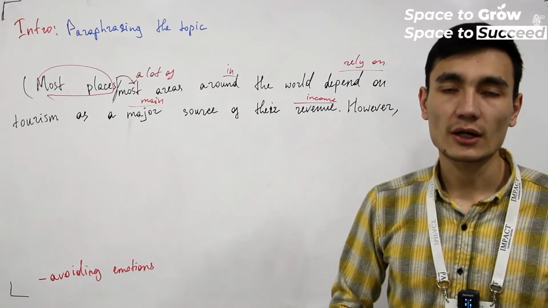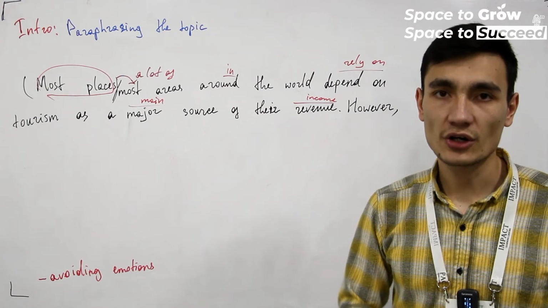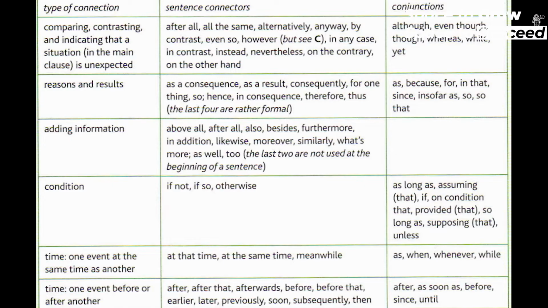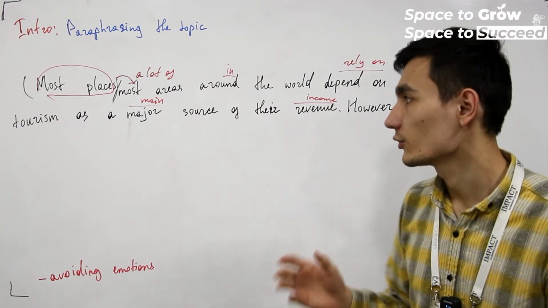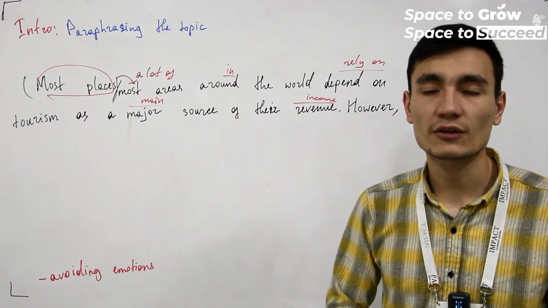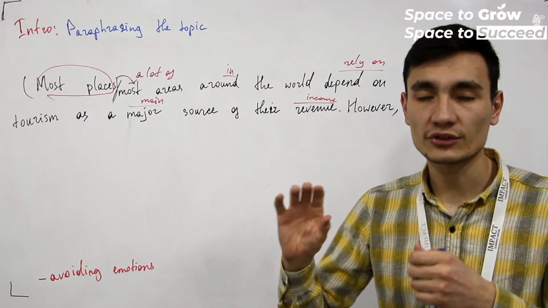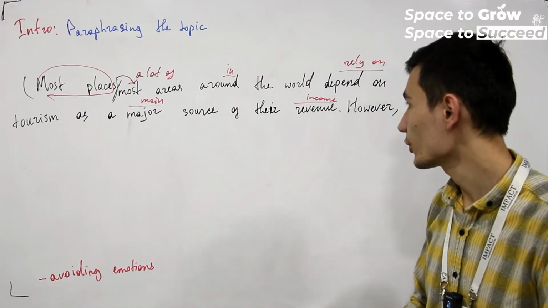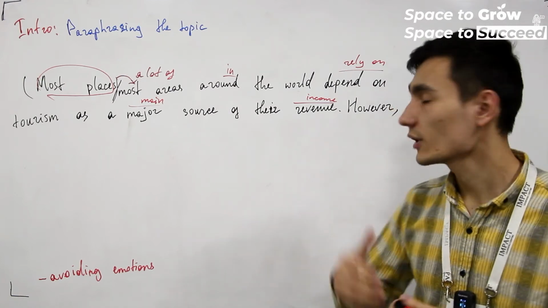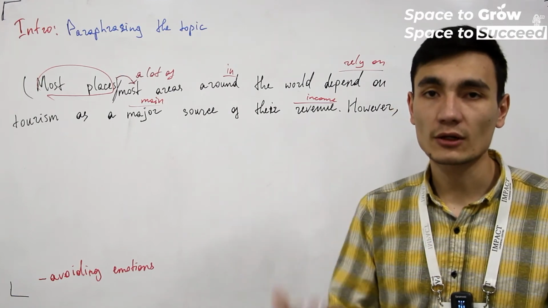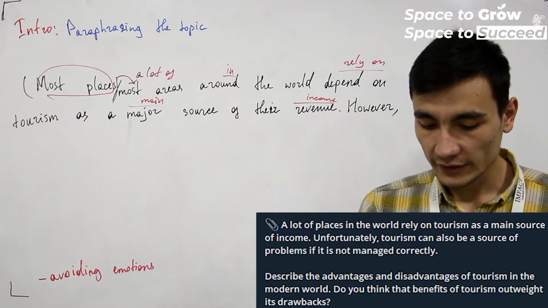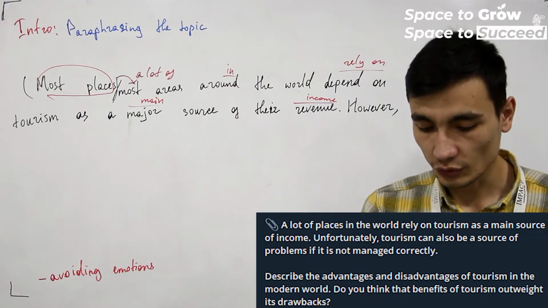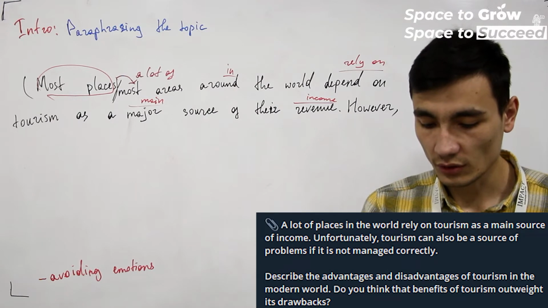And here you have to learn a lot of contrast linkers, conjunctions, collocations, which we will give here. And you have to become comfortable with using these conjunctions and collocations, because even if you want to get a high score from your cohesion criteria, you have to know these words and how to use them. As you see, however is used at the beginning of the sentence, and we use a comma after however, and we continue paraphrasing. And here it's said tourism also can be a source of problems if it's not managed correctly.